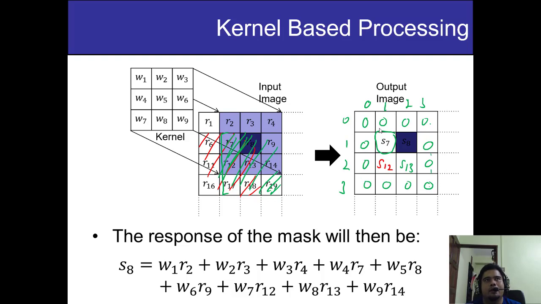This is what we call a two-dimensional convolution. It is how you compute the convolution between the input image and your kernel, and this is related to what we have discussed earlier. This is why we call it kernel-based processing, because you are doing a two-dimensional convolution.